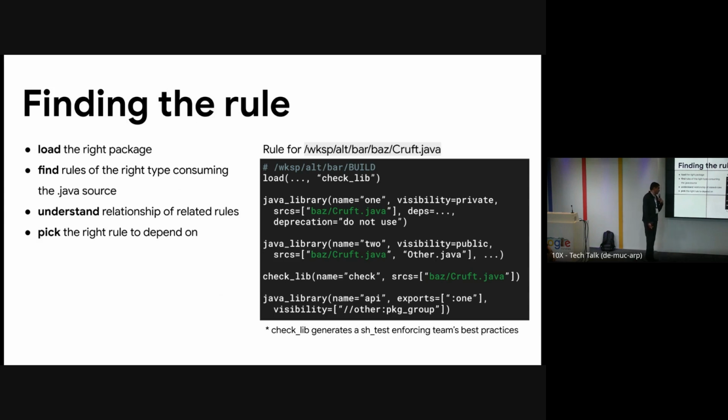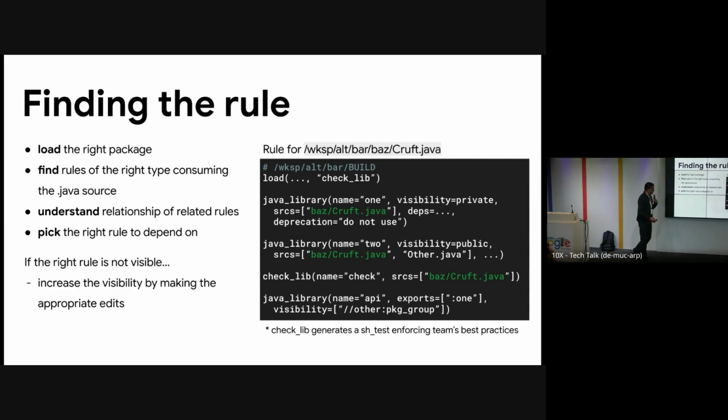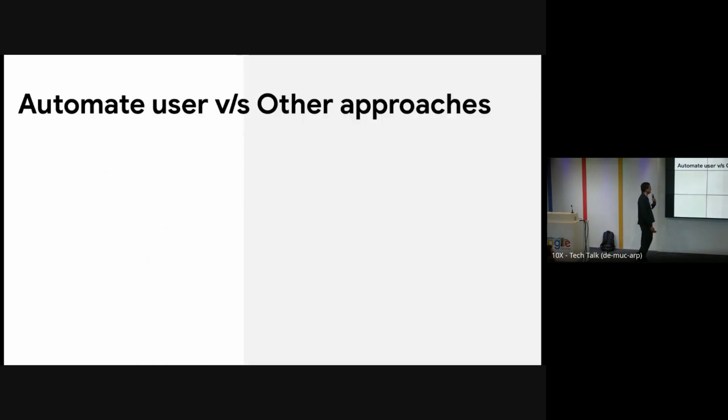Then, because I know the entire package, I can look down further and see that, hey, the last rule API exports 1 and that has a visibility to some package group. So if the rule I am analyzing is in this package group, then I'm good. I can use that. If not, I know that I need to change the visibility of this package group so that it is made visible. So all this is what a human being would do, and we can just automate just that.